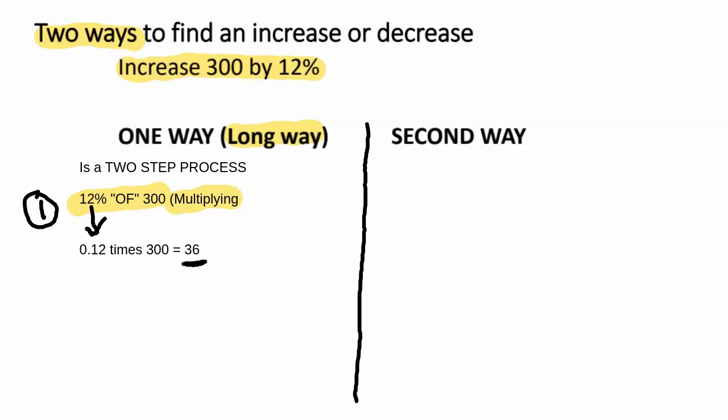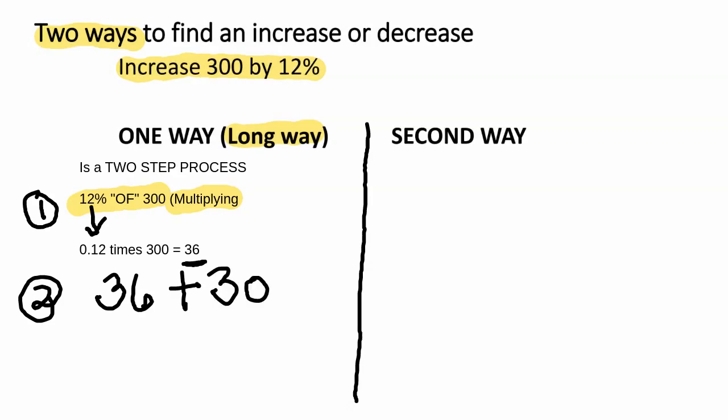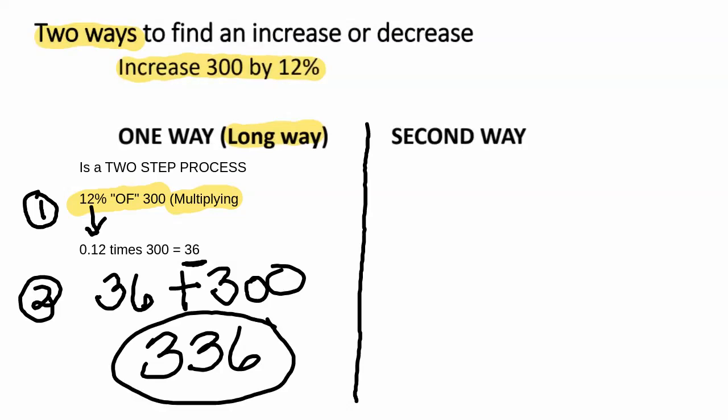But the second step is taking this 36 and adding it to 300, which means when I finish, I will get 336 as my answer. Now notice the two steps. I find 12% of 300, and then I add my answer, which was 36, to 300. This is the long way.